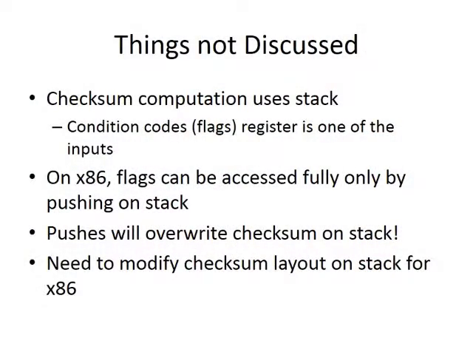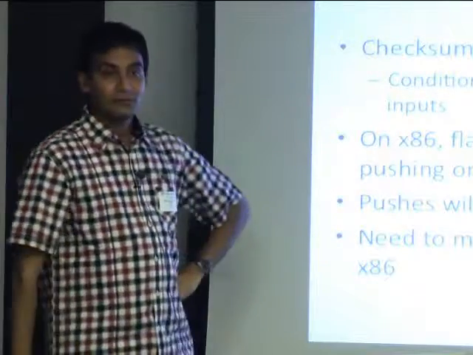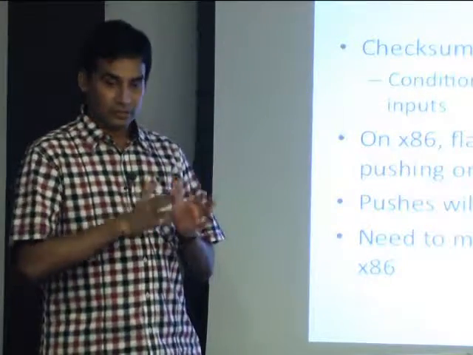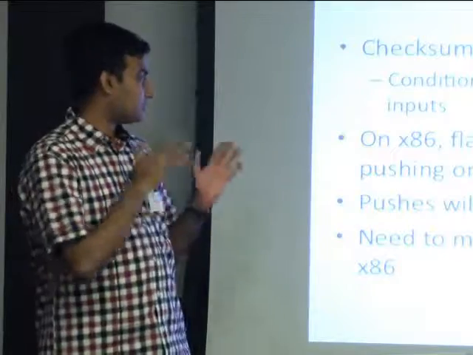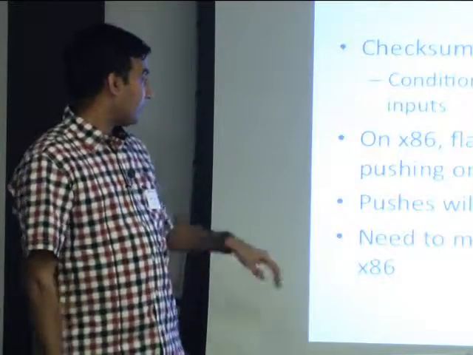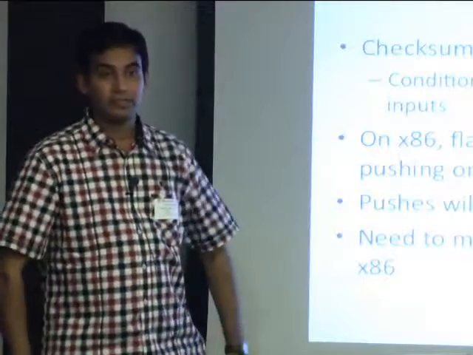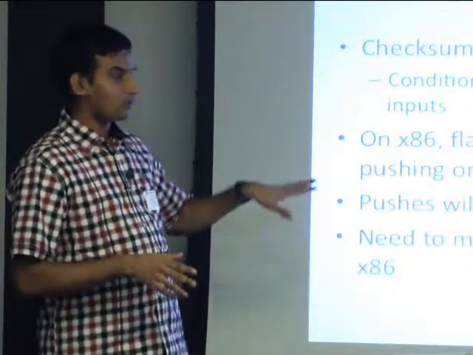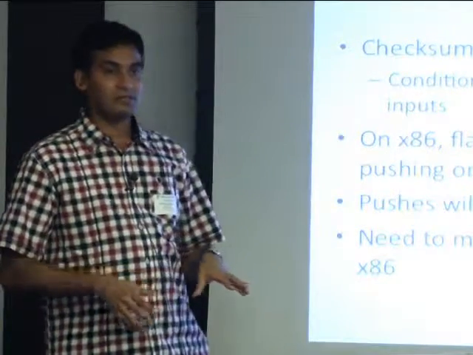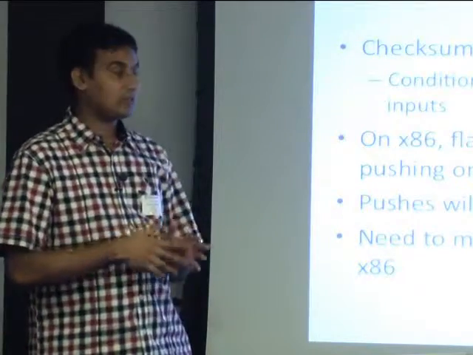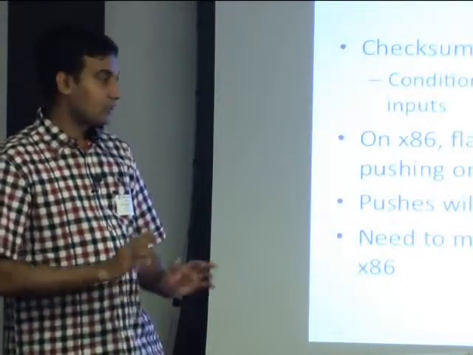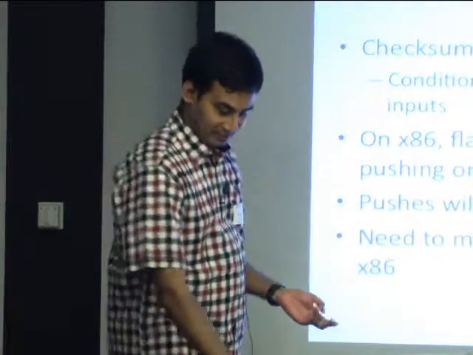So here, the checksum computation does in fact use the stack. Why does it use the stack? Because we need access to the condition codes register, and on x86, the only way to get access to the entire 64-bit condition codes register is to push it on the stack and then put it in the checksum. The trouble, of course, is that this is going to overwrite the checksum. So we have to carefully manage the layout of the stack in such a way that we can use the stack but there's still enough checksum on the stack so that an interrupt or exception will result in the checksum being overwritten. I'm not getting into the details here. If you have questions, we can always talk about it in the one-on-ones. Okay.